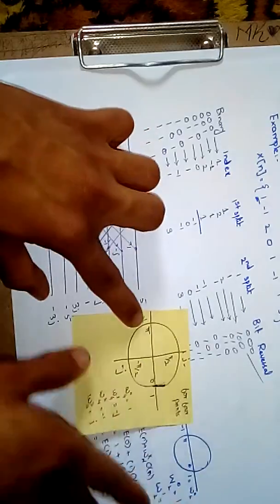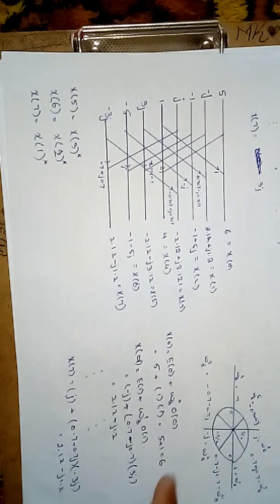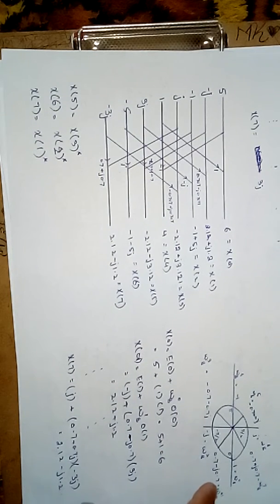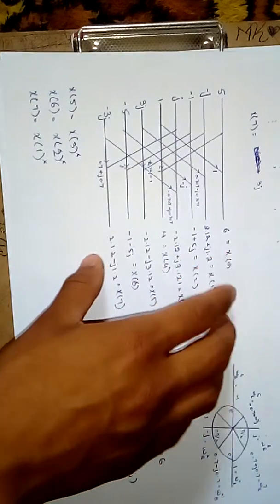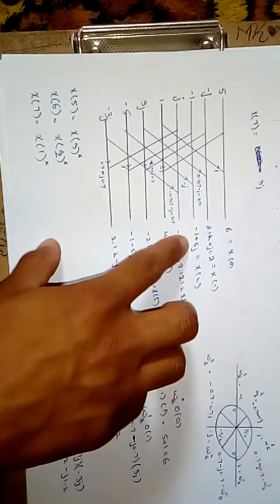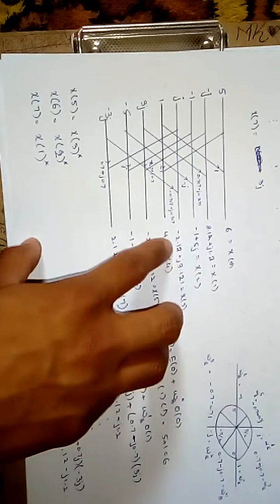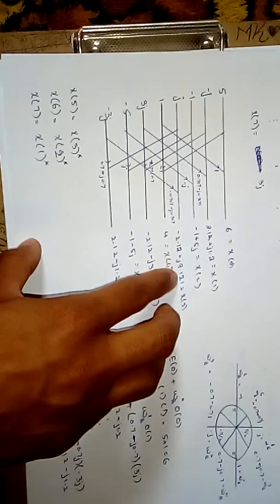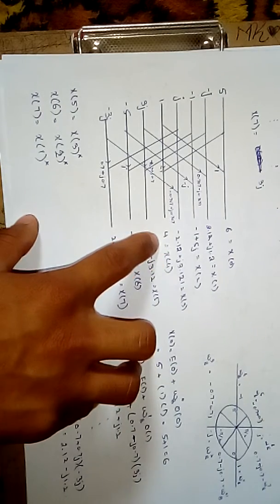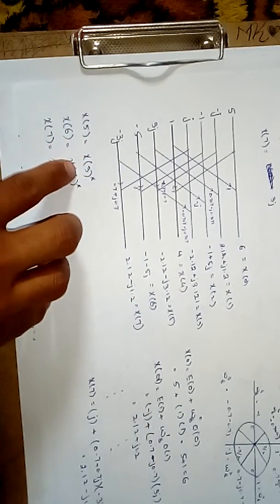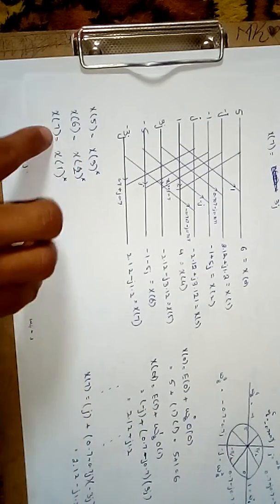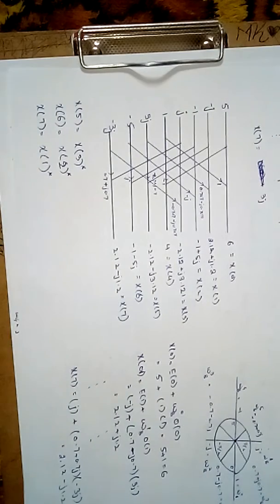At this point I apply the 8-point DFT to get the final result, and omega is calculated by dividing the circle into 8 respective parts. By applying the 8-point DFT, I get 6 at X of 0, 2.12 plus j at X of 1, minus 1 plus 5j at X of 2, minus 2.12 plus j 3.12 at X of 3, and at X of 4 I have 4. After this the conjugates start: X of 5 is the conjugate of X of 3, X of 6 is the conjugate of X of 2, and X of 7 is the conjugate of X of 1.